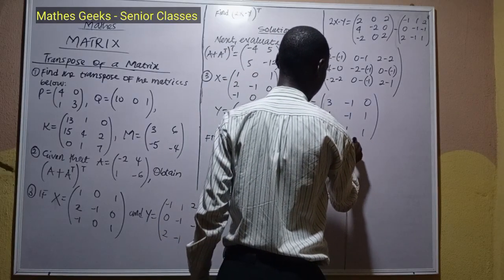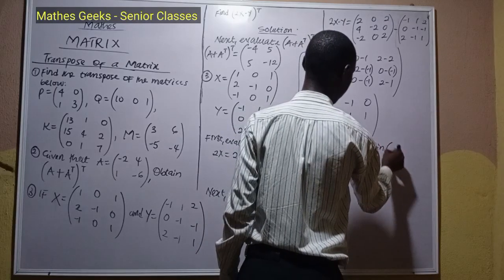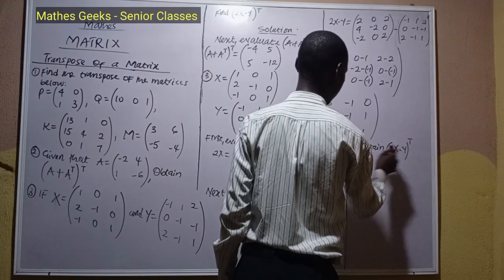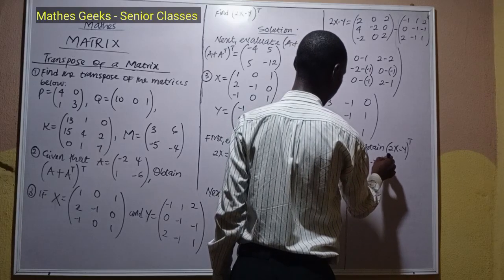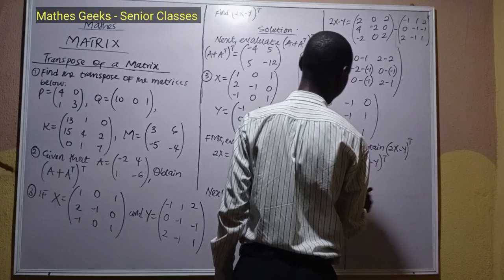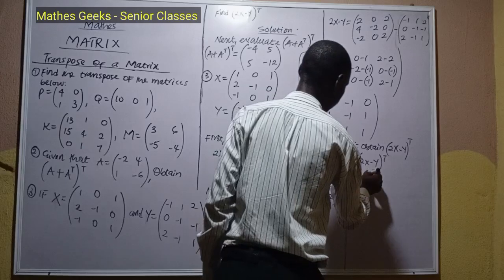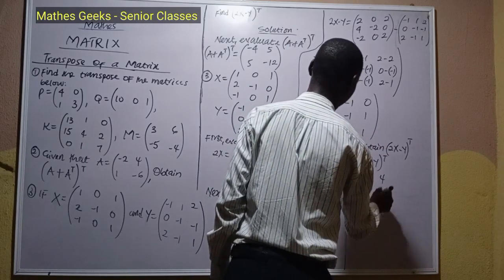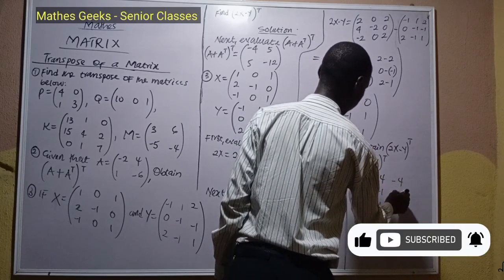Next is the transpose of 2X minus Y. The transpose of 2X minus Y is equal to: we write this row as column, 3, -1, 0. We write this row as column, 4, -1. We write this row as column, -4, 1, 1.